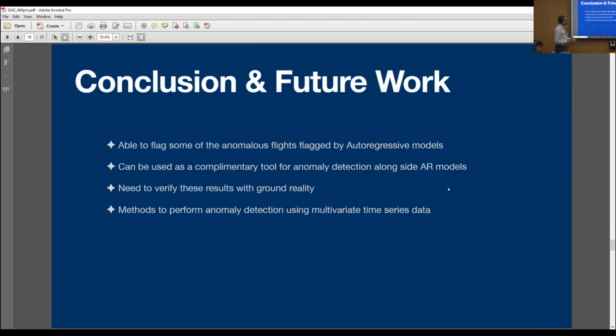So this is able to flag anomalous flights, at least some of them, but then there are disparities. We need to verify ground reality at this point, of which we don't have any access. And the third thing is that at this point of time, I just used one time series. I told you there are 6 to 7 sensors, so you can actually get a much more robust estimator, but how do we do that? We don't have techniques to do that. And the next step we want to do is extend this.